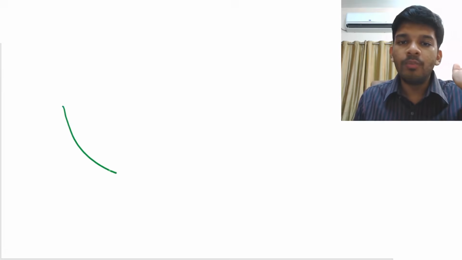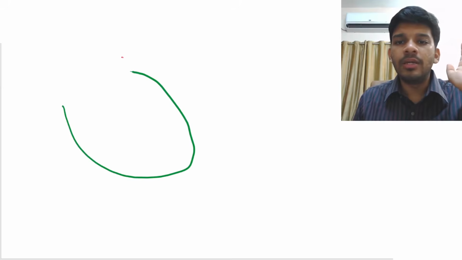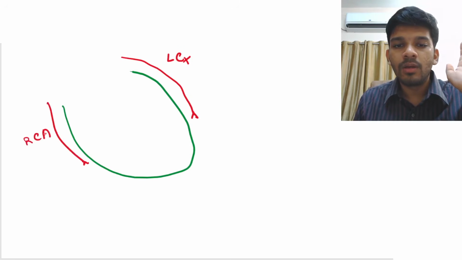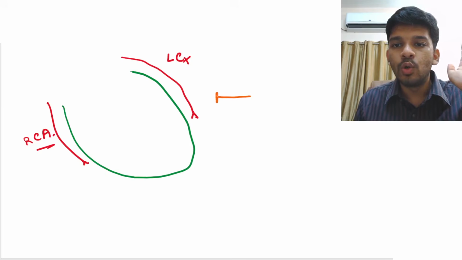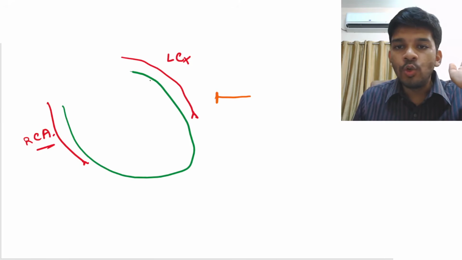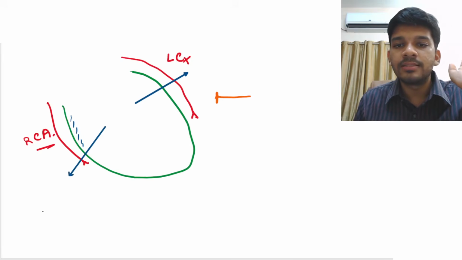So if you will allow me, without knowing details of the anatomy, you can just imagine that the left circumflex supplies the left side and the right coronary artery supplies the right side. Lead 1 is facing this part of the heart. This is how lead 1 is oriented. So if you have an occlusion of the LCX, your injury vector will be directed towards this side. Whereas if you have an occlusion of the RCA, the predominant injury is on this side. Imagine the injury vector is directed like this.